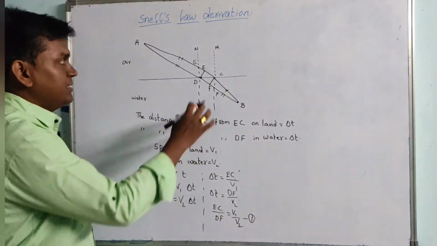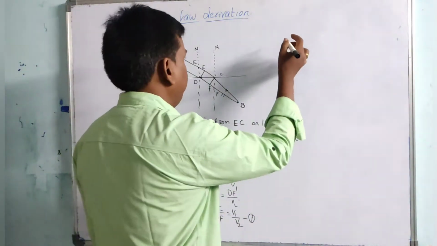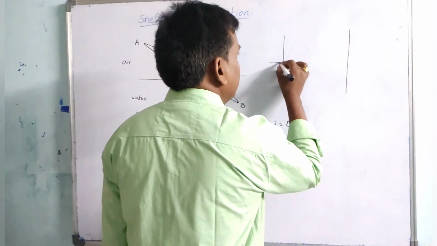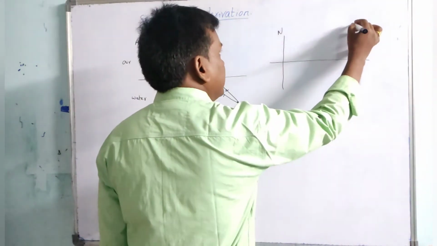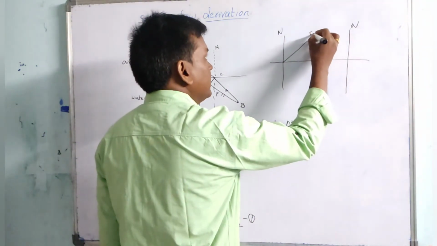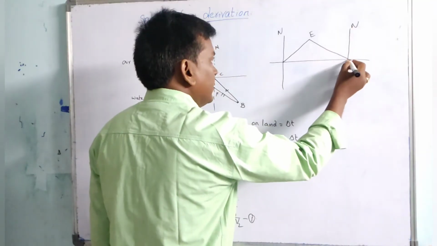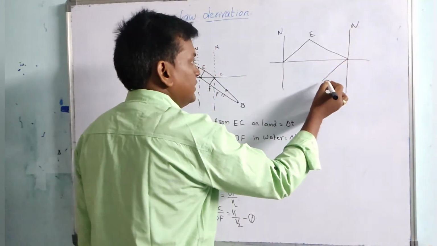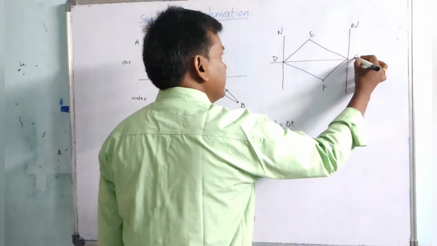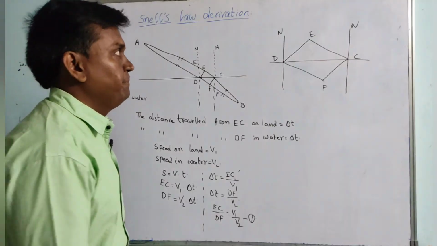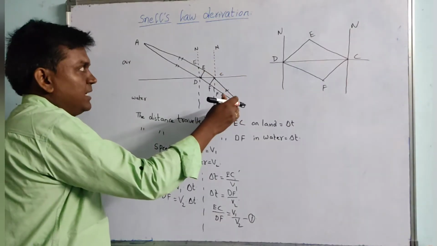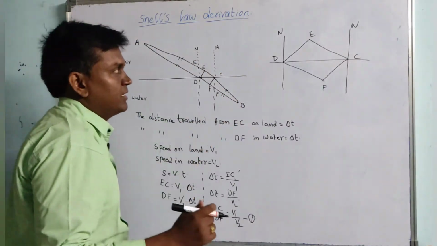And now let us consider this situation somewhat bigger here. See, I am drawing the diagram again here. These are two normals and this is the interface separating two media, and this is E and this is F, and as we have named these D and C, this is the diagram. See, and we know that this is the incident ray and this is the refracted ray.